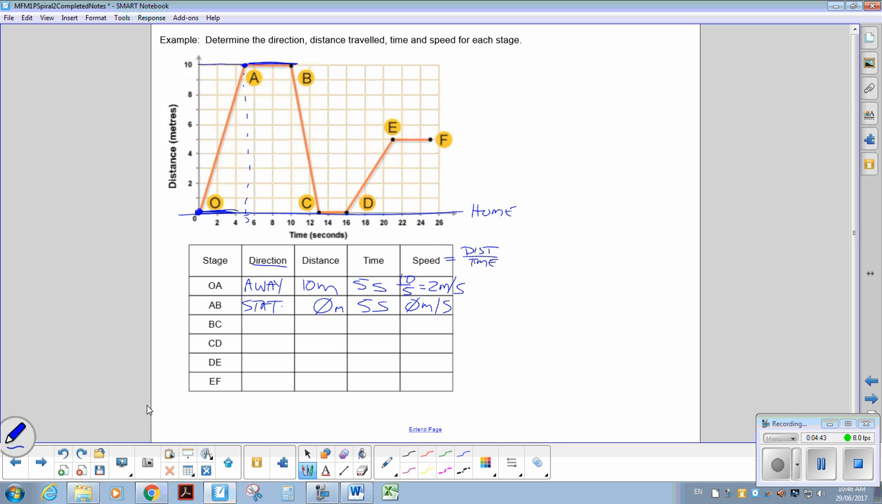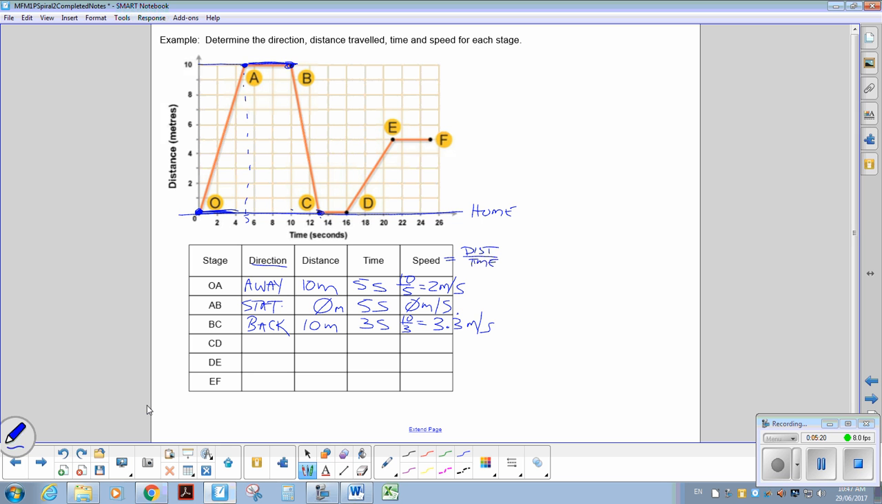B to C. So here we are at B to C. The direction is toward, or back. Direction: we can go back, going backwards. The distance, well, we came all the way home, so we went 10 meters backwards. How long did it take? It took from 10 to 13, so 3 seconds. So our speed would be 10 divided by 3, which is 3.3 repeated meters per second.